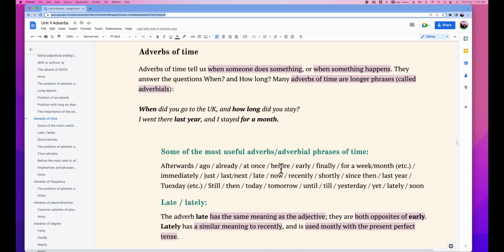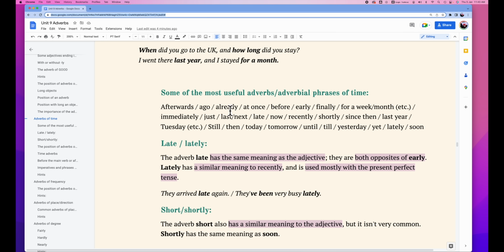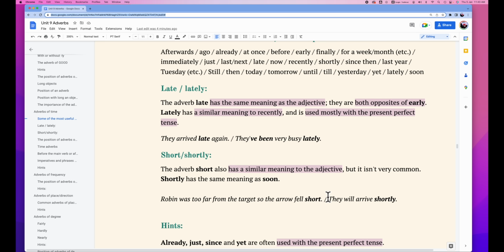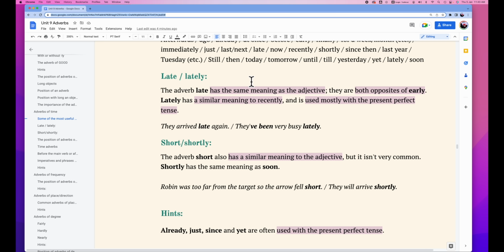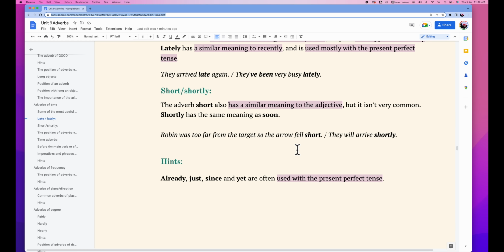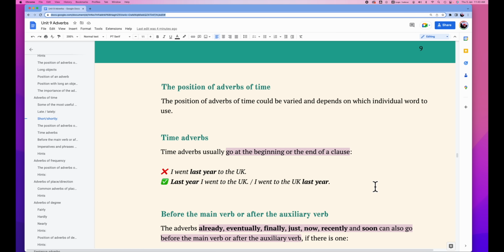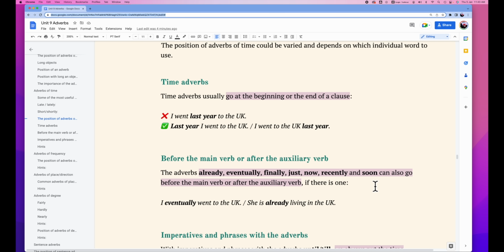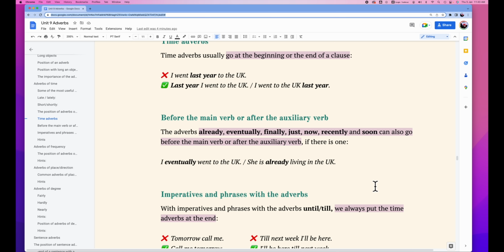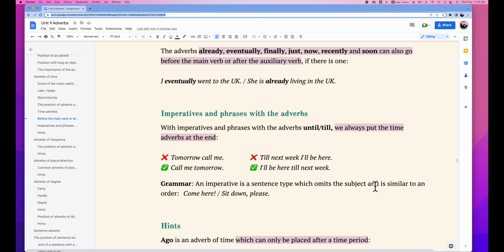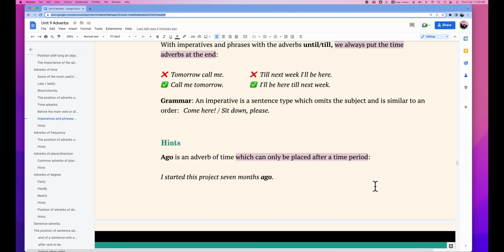Adverbs of time. We will talk about some useful adverbs and verbal phrases of time, and also cover some special adverbs of time like late, short, and other adverbs of time which use the present perfect tense. Besides, we will talk about positions of adverbs of time and time adverbs, as well as some adverbs of time before the main verb or after the auxiliary verb, and imperatives and phrases with adverbs, and some other hints.